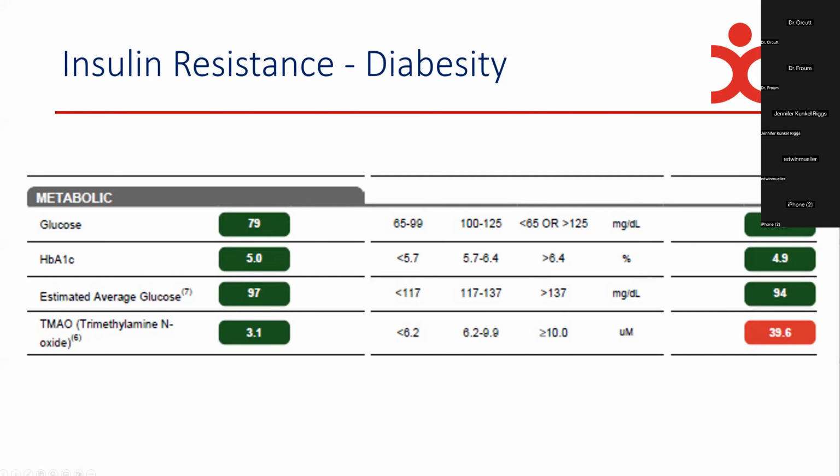But I look at this and I say, you know what? Yeah, you could still be insulin resistant, but I'd say you got it under control.